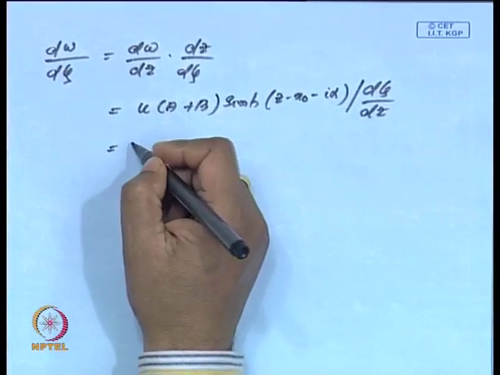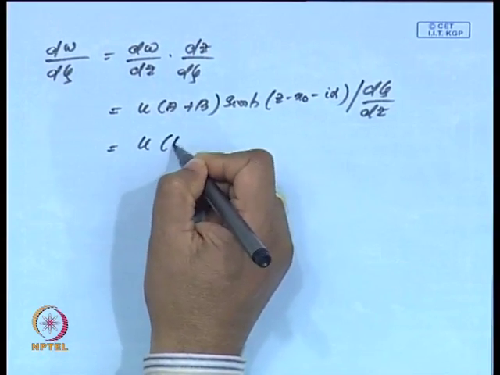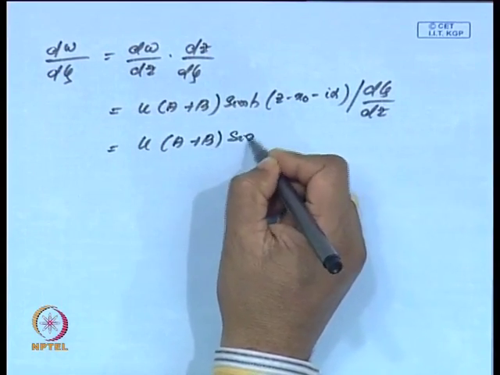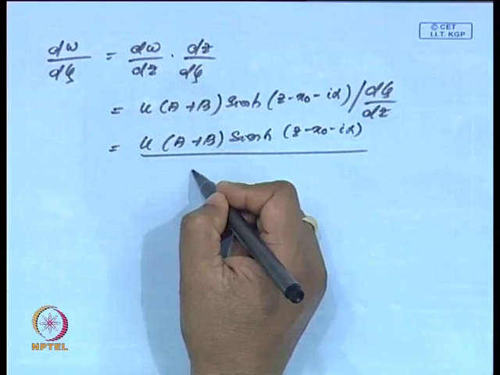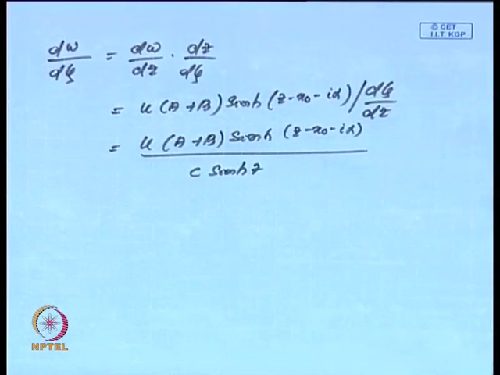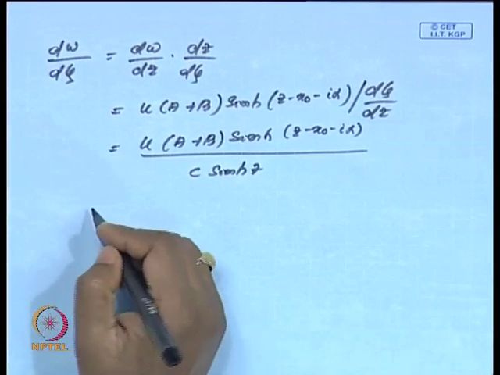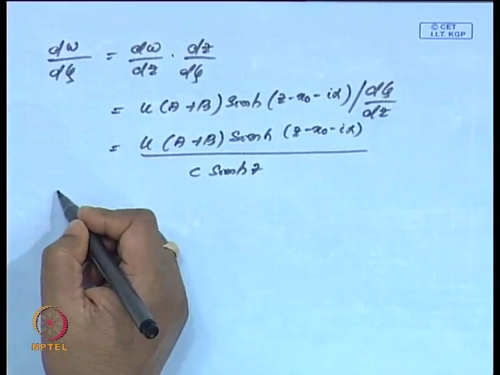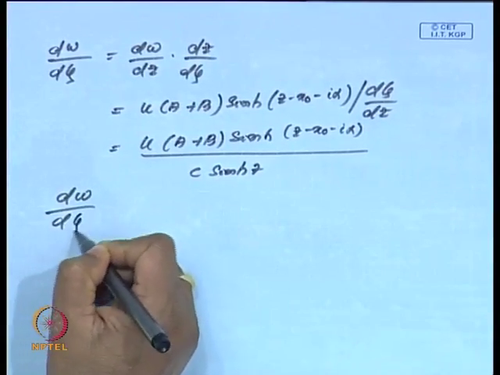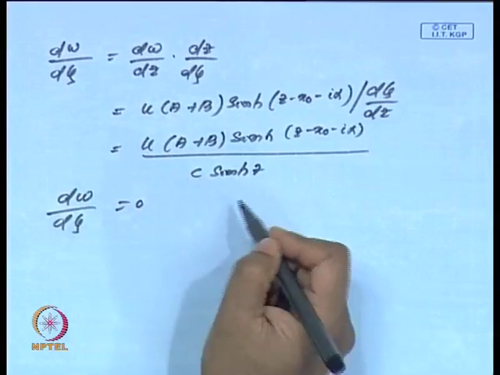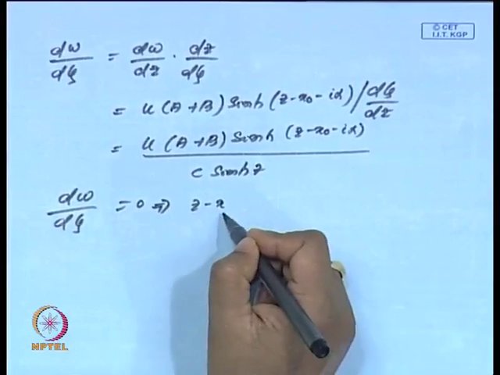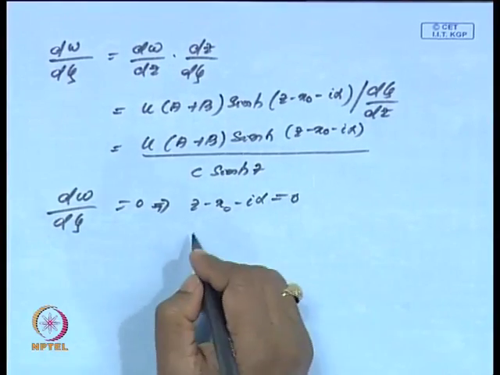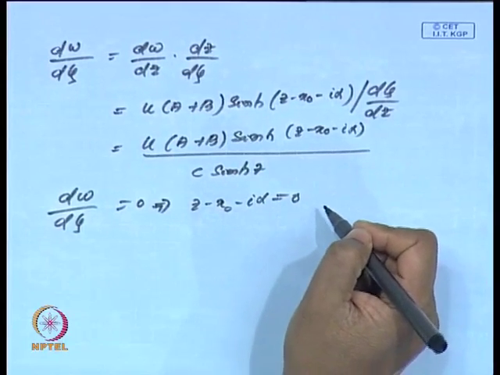If you substitute for this, u into a plus b sin hyperbolic z minus x naught minus I alpha, we will see that this is divided by c sin hyperbolic z, because zeta is c cos hyperbolic z. So d zeta by dz will give you c sin hyperbolic z. Hence at the stagnation point, if dw by d zeta is 0, I have a flow stagnation point, that gives me, because this is sin hyperbolic, z minus x naught minus I alpha is 0, and that gives me either 0 or I pi.